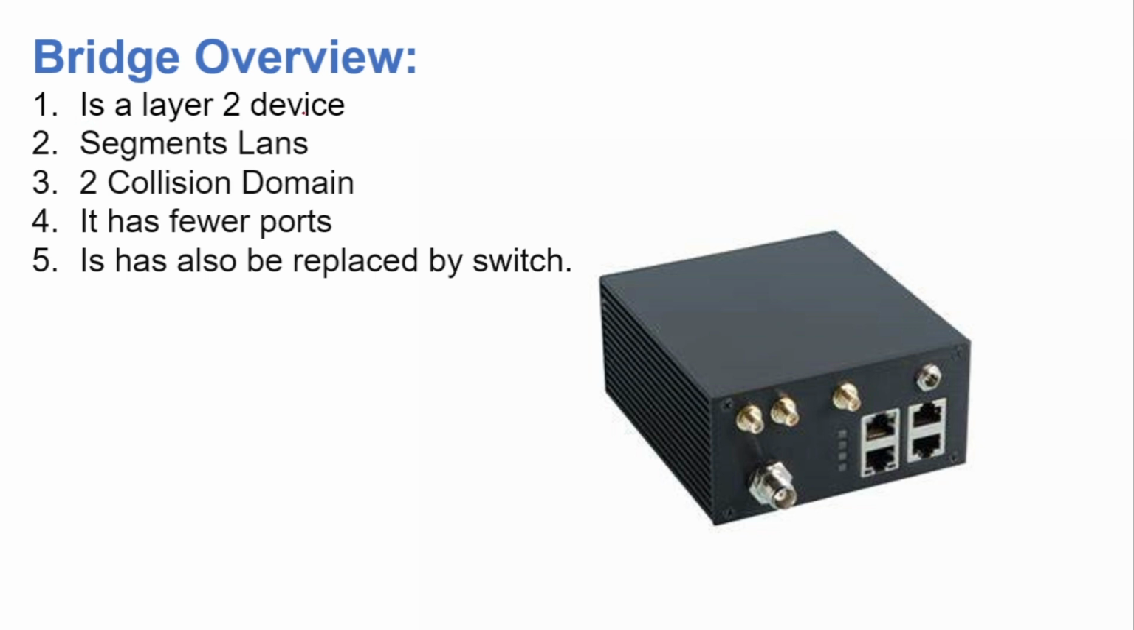A bridge is a layer 2 device, which means it can learn and understand MAC addresses. A MAC address is a media access control address. We'll be talking about this in our later videos. A bridge segments a LAN into smaller sections. A bridge has two collision domains. That means it can send and receive data from each network at the same time.